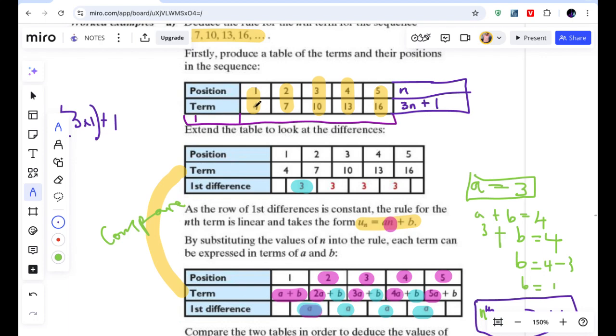If it's to add, you add. And once you get that logic, you use that common difference to multiply n. Then you add whatever you added to make it 4. You add that same thing because it was 1 we added. So you add that same 1, and you get the nth term of the sequence.